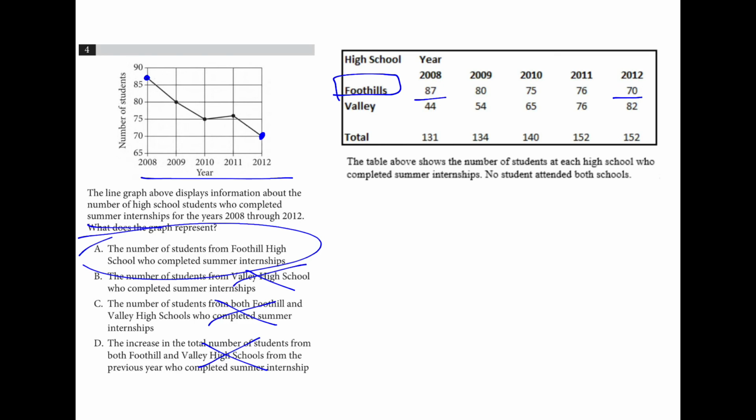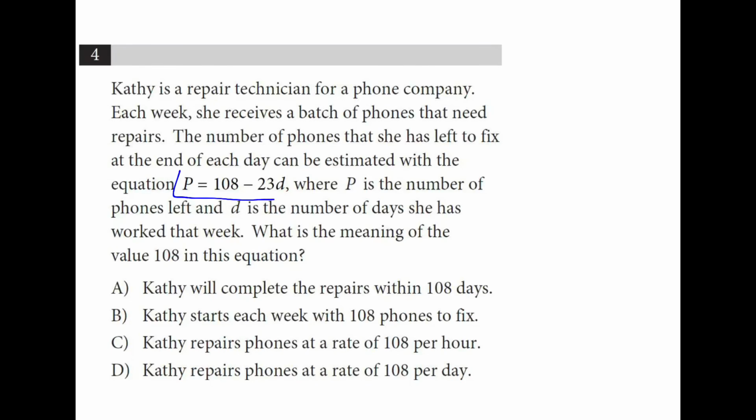Foothill High School only. If our formula is P is equal to 108 minus 23D, and we are repairing a batch of phones, it's 23 per day. What does the 108 mean? How many you start out with. And this equation represents each week's worth of work. So that's why each week you start out with this constant value that does not change, one time.